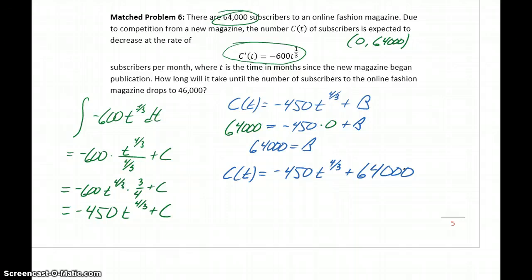What we're interested in is how long will it take until the number of subscribers to the online fashion magazine drops to 46,000. So we don't know how many months. We're given information about the number of customers. So when c is 46,000, we want to solve for t.